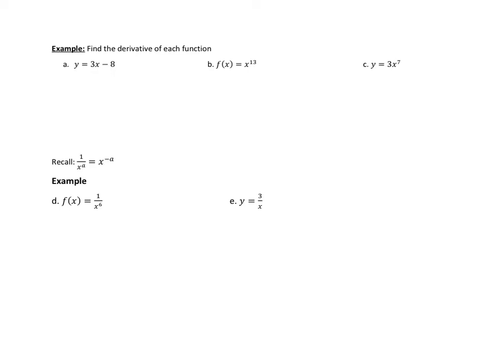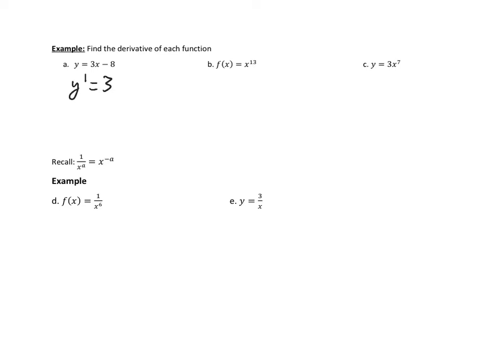So for part A, this is y equals 3x minus 8. Well, from our rule about linear functions, y prime would equal the slope of that line. The slope of this line would be 3, m would be 3, so y prime is just 3.